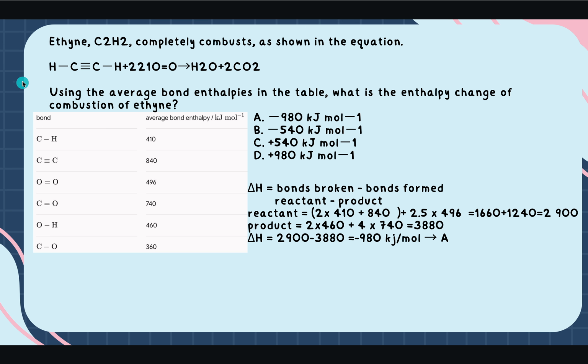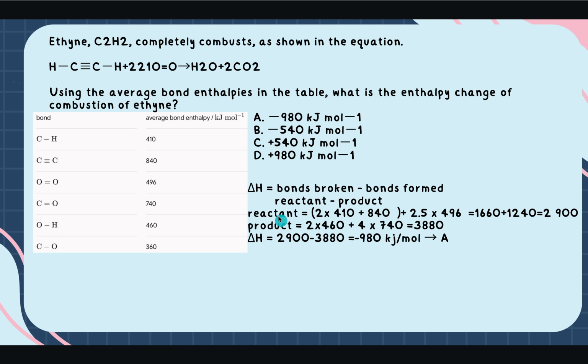Next question. Ethane, C2H2, completely combusts as shown in the equation. So this is the equation. Using the average bond enthalpies in the table, what is the enthalpy change of combustion of ethane? To solve this question, we use the formula for delta H from bond energies, which is bonds broken minus bonds formed: the energy required for bonds broken minus the energy released by bonds formed, or the energy in the reactants minus the products.